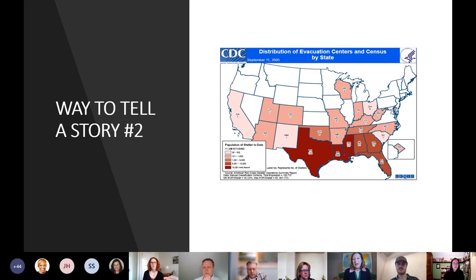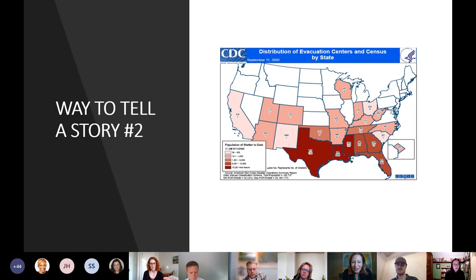Maybe you say, okay, I want to help show people that. So you might pull up a graphic. This is one from the Centers for Disease Control that showed of those displaced people, where did they go? Where were the shelters? The darker the color red, the more relief centers there were, evacuation centers. And so you can see it makes sense. More people went to places like Texas and Mississippi and Louisiana. A few made their way up through Missouri and even into Wisconsin.